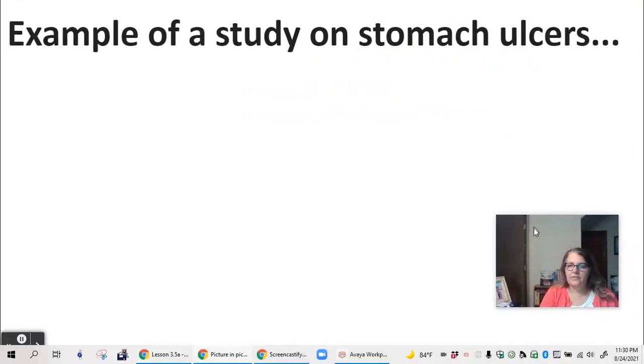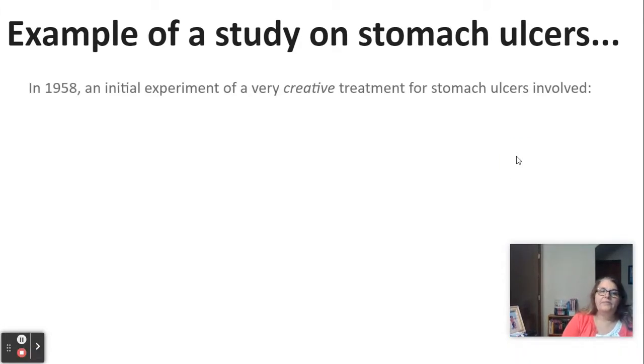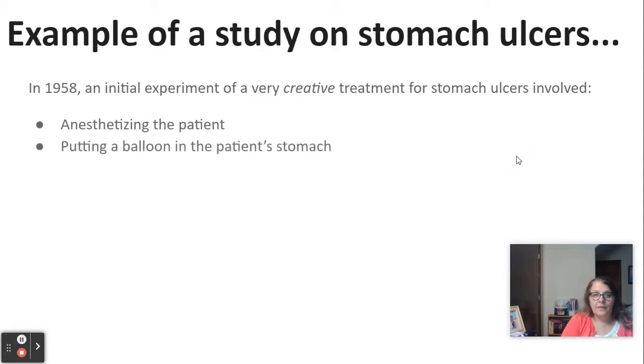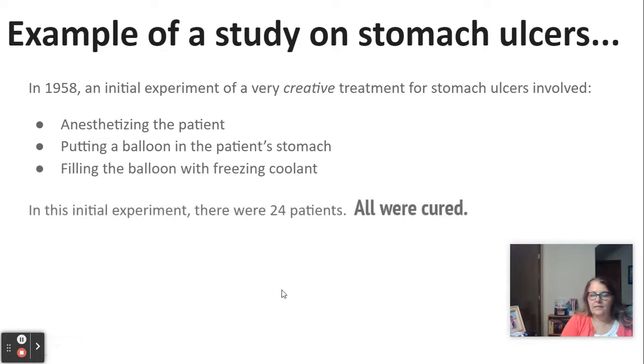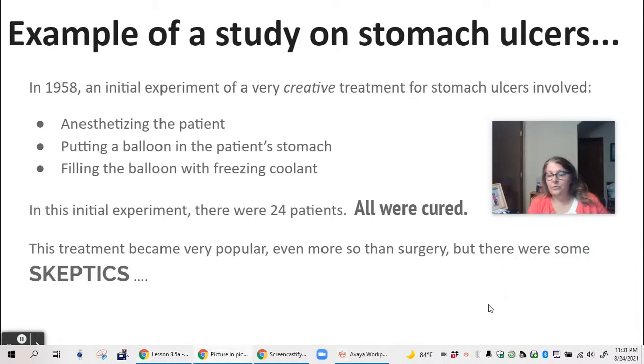The first thing here is an example of a study on stomach ulcers, okay? In 1958, an initial experiment tried a very creative treatment of stomach ulcers, which involved anesthetizing the patient, basically putting them out, putting a balloon in the patient's stomach, and then filling the balloon with a freezing coolant, which apparently was supposed to freeze the ulcers. In this initial experiment, all 24 patients were cured. The treatment became very popular, even more so than surgery, but there were some skeptics.